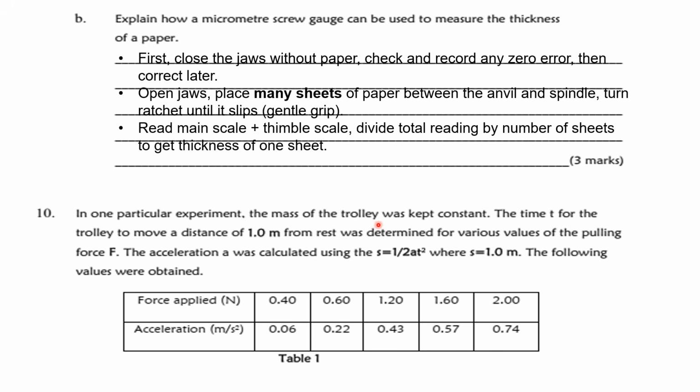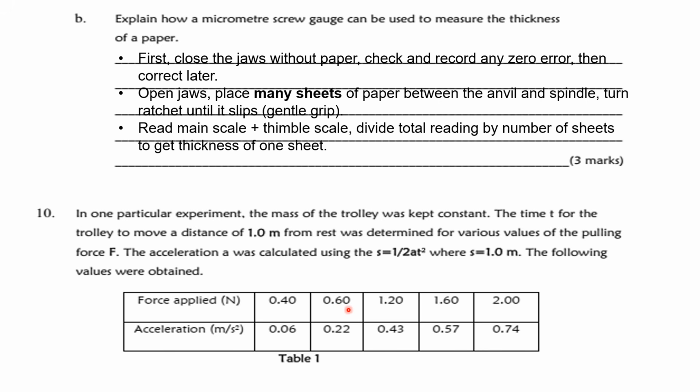In one particular experiment, we are getting towards the end. The mass of the trolley was kept constant. The time t for the trolley to move a distance of 1.0 meters from rest was determined for various values of the pulling force F. The acceleration was calculated using S, or distance, equals 1/2 a t squared, where a is acceleration and S is 1. So the following values were obtained. So we have values of force and values of acceleration.